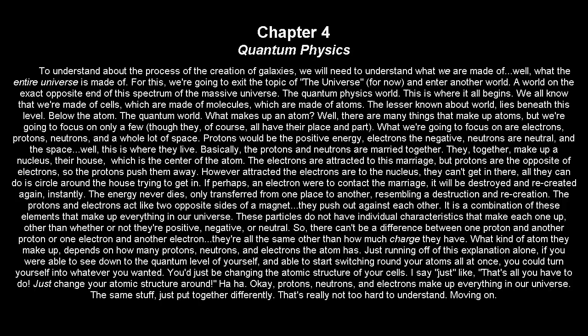Protons would be the positive energy, electrons the negative, neutrons are neutral, and the space, well, this is where they live. Basically, the protons and neutrons are married together. They, together, make up a nucleus, the house, which is the center of the atom. The electrons are attracted to this marriage, but protons are the opposite of electrons, so the protons push them away. However attracted the electrons are to the nucleus, they can't get in there, all they can do is circle around the house trying to get in.